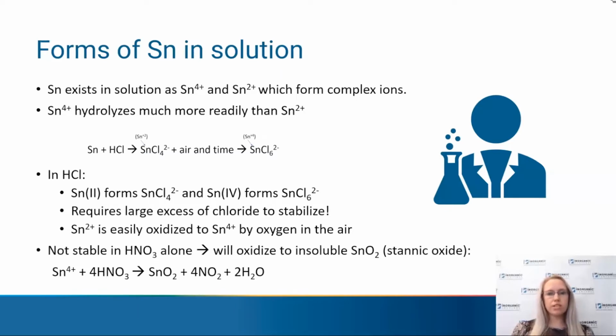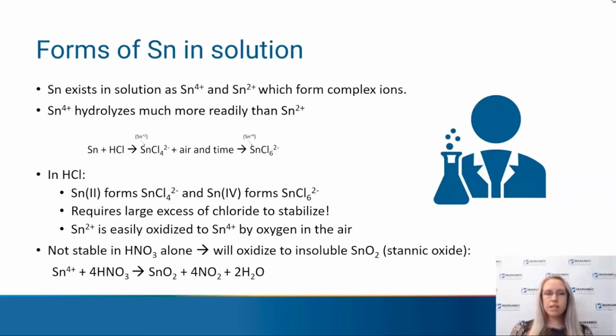When tin is digested in hydrochloric acid, you're first going to form the chloride with the tin 2, but over time, air can easily oxidize the tin to the +4 ionic form, and this is going to cause issues for hydrolysis later on down the road. It does require a large excess of chloride to stabilize the tin, and again, over time, you will still have issues eventually if you don't keep an eye on the chloride levels in your tin to make sure that you have enough there to keep your tin in solution.